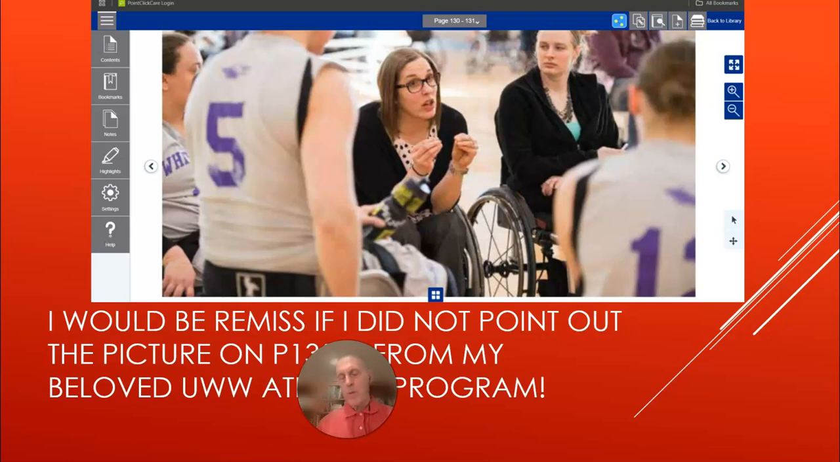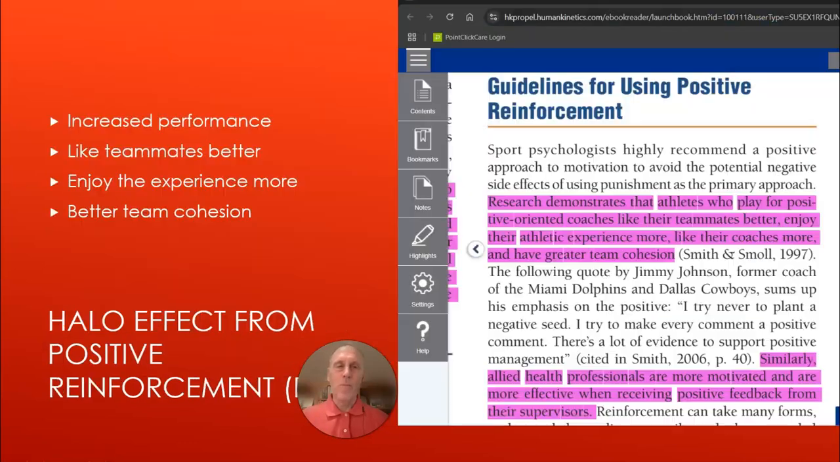I would be completely remiss if I didn't point this out. If you'll notice the jerseys that these individuals are wearing when they're in a timeout, they have the Warhawk logo on it, and also you can see Whitewater over here on their shirt. This would be a picture somehow in this book that's from my beloved UW Whitewater athletic program. That's where I did my undergrad, and so I had to shine a light on this in the book. 131. All right, let's get back to it.